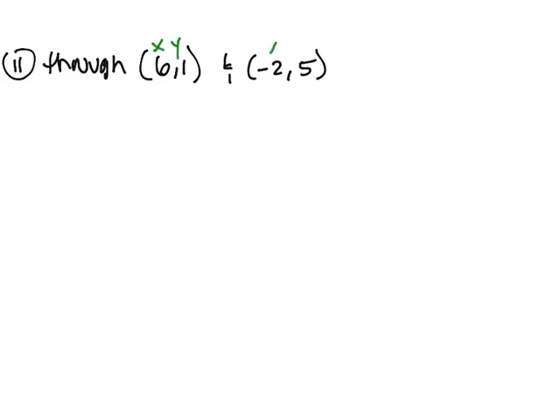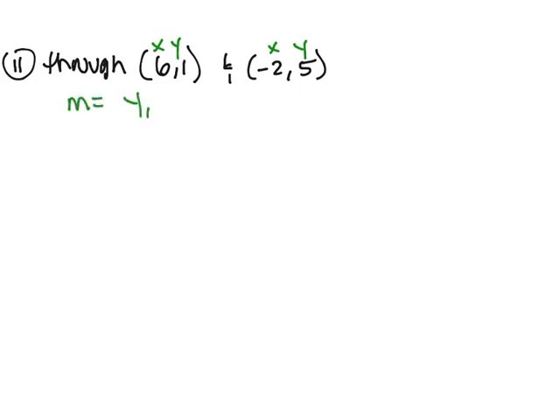Number 11, write the equation of a line that's going to go through the points (6, 1) and (-2, 5). So here you have 2 points, so you're going to have to find the slope first. I didn't give you the slope just out as m equals this, or you had to take the equation and find it. You're going to have to find it by doing the formula.